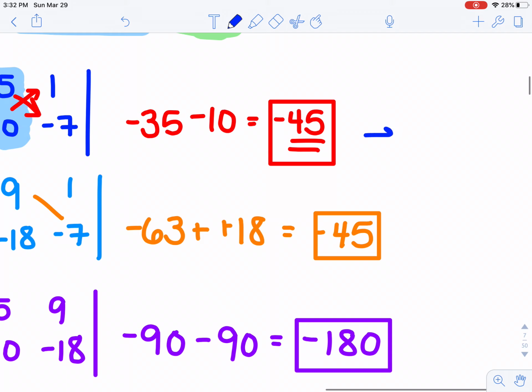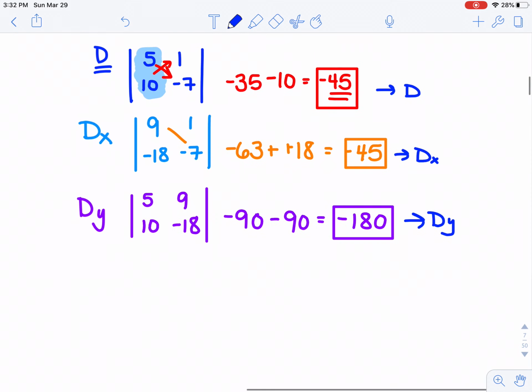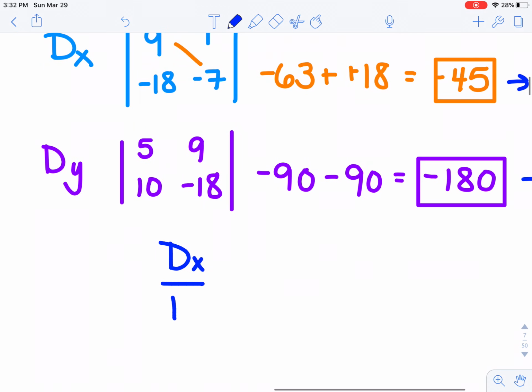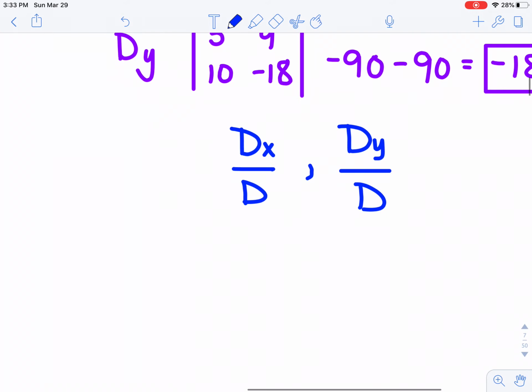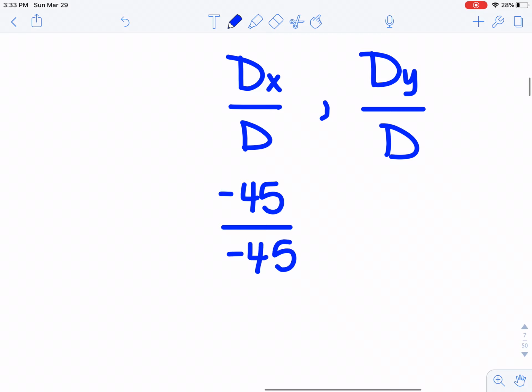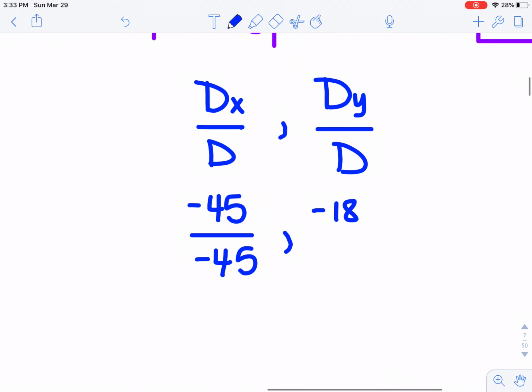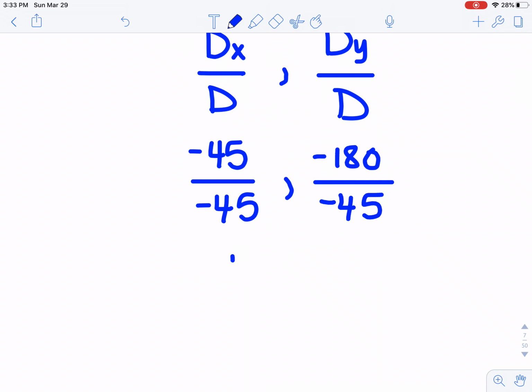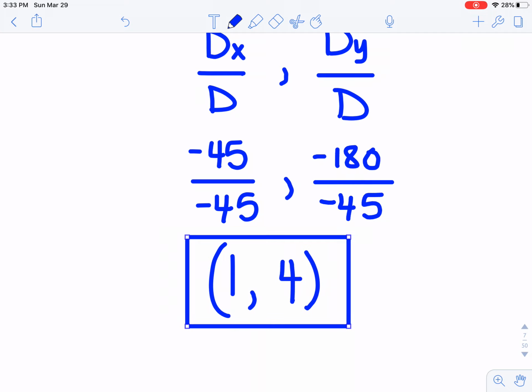And now we have all the pieces of the puzzle to solve the system. What we need is D, dx, and dy, and it's just a formula from here, you guys. We're going to take dx divided by d, and then dy divided by d. So dx is -45 divided by d, which is also -45, and -180, which is dy, divided by d, which is -45. All right, and we get our answer. -45 over -45 is 1, and -180 over -45 is +4. So the solution to this system is 1, 4.